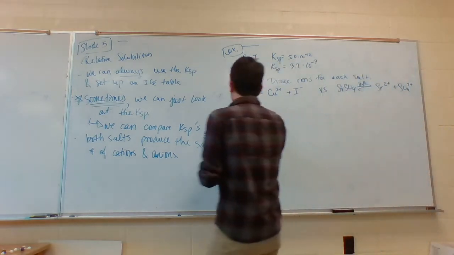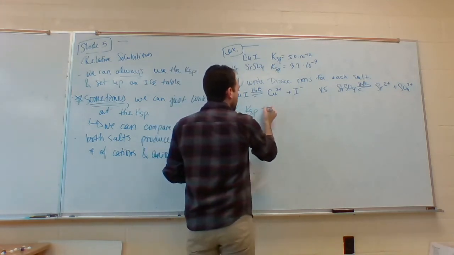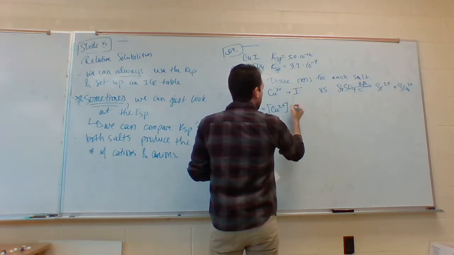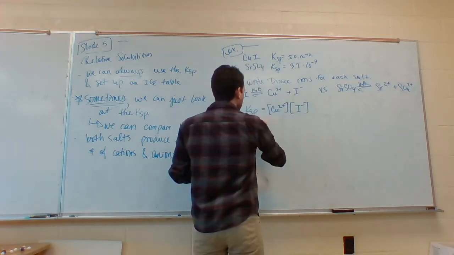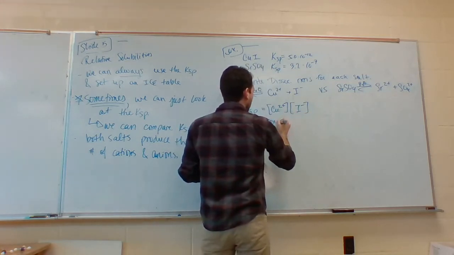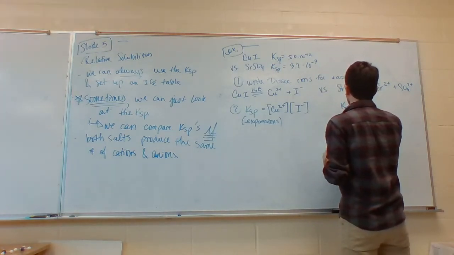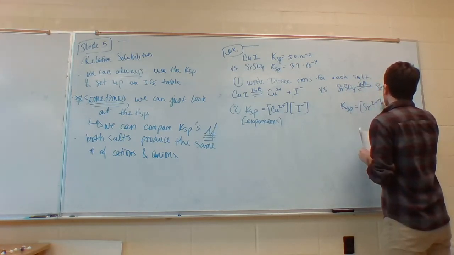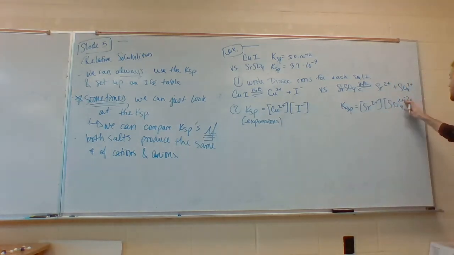Okay, now the next step is write our KSP expressions for both, right? So the expressions are going to be Cu2+ to the first, I- to the first. Again, I'm going to stress that this is the expression step. Okay, and then we'll have a KSP over here for strontium sulfate of Sr2+ to the first and SO4 2- to the first.